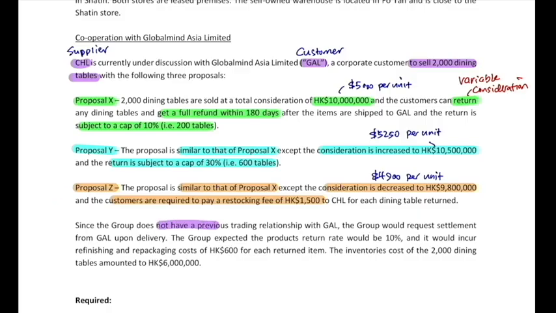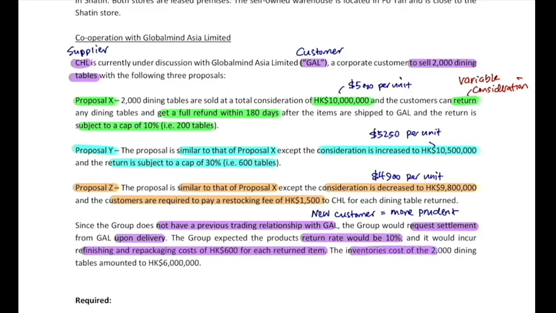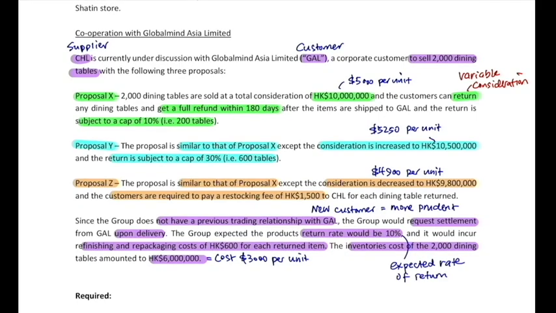Since the group does not have a previous trading relationship with GAL, they have to be more prudent. It's on a cash on delivery basis. The group expected the product return rate would only be 10%. They will incur refinishing and repackaging costs of $600 per unit for any item returned. The inventory cost of these 2,000 units is equal to $6 million, $3,000 per unit.